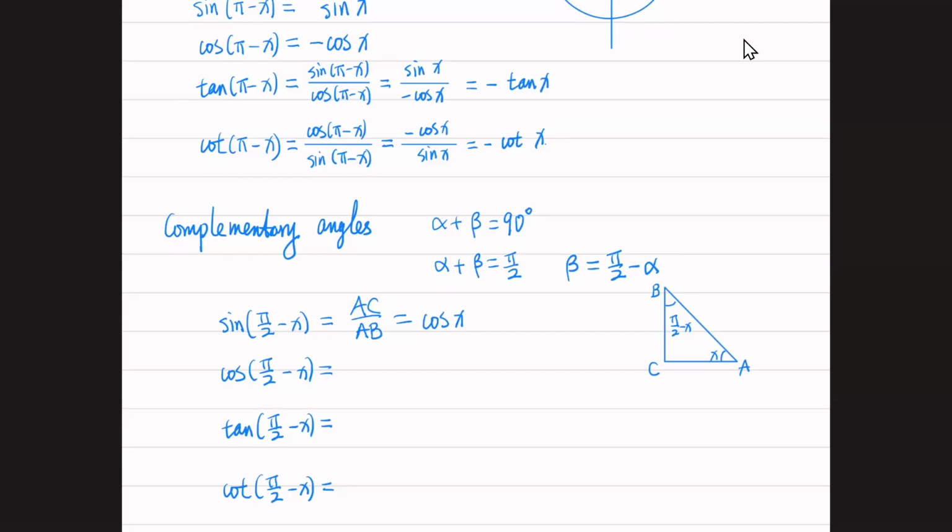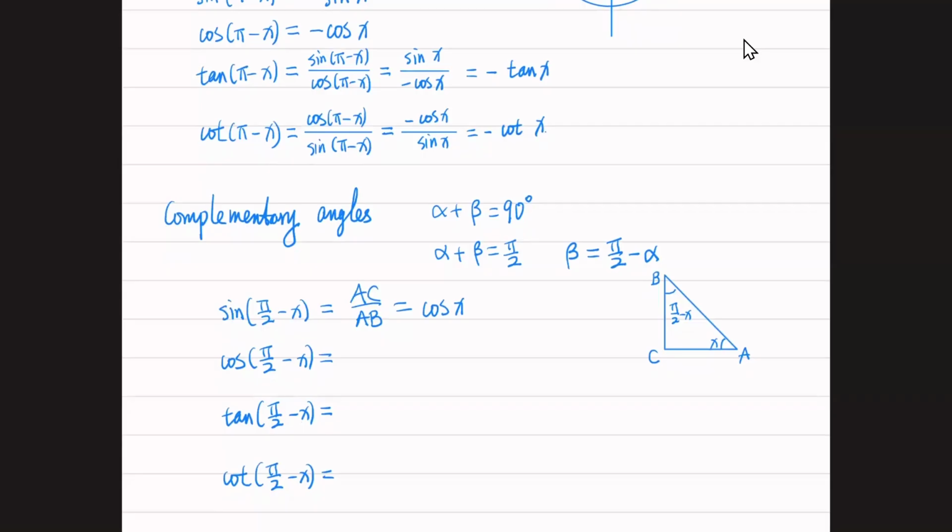Okay, back to George. Cosine, complementary. Can you scroll up real quick? I want to get some inspiration. Can I check my notes? Okay, let's check it here.